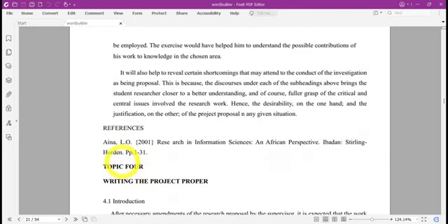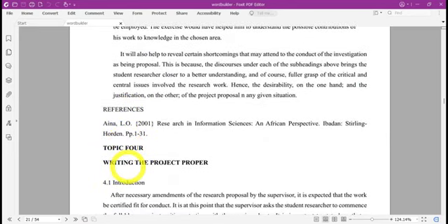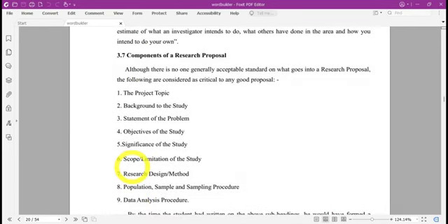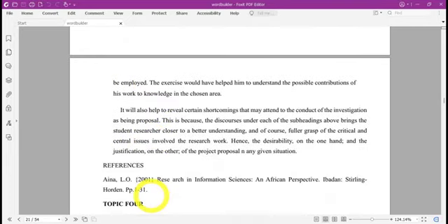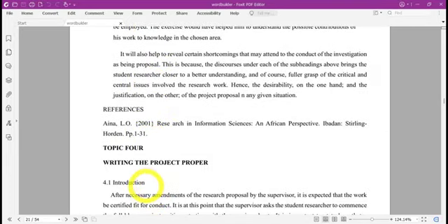Let's look at these references. We have the references here. Now we quickly go into topic 4. Having gone through all this: project topic, background to the study, statement of the problem, objectives, significance of the study, scope or limitation of the study, research design method, population sampling, and then data analysis, we go into writing the project proper.